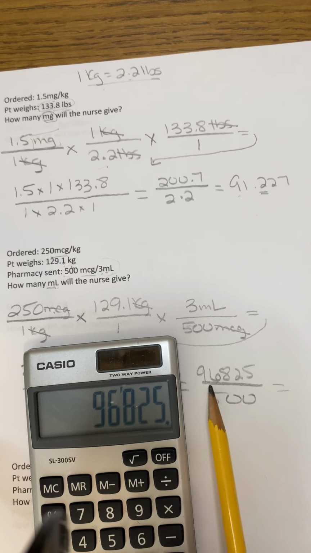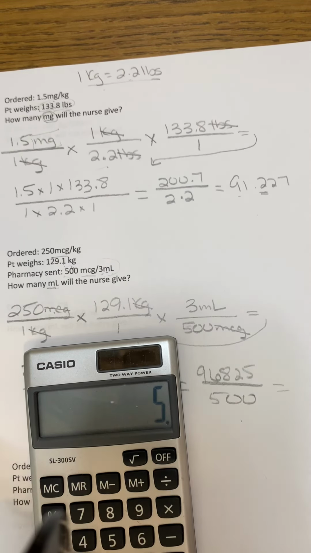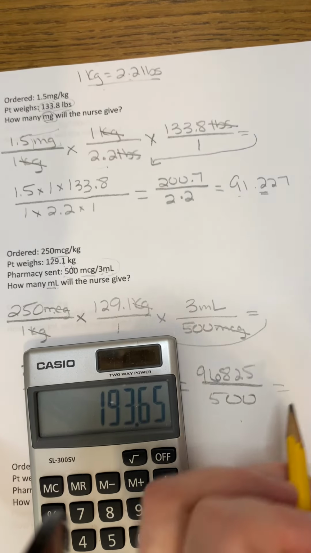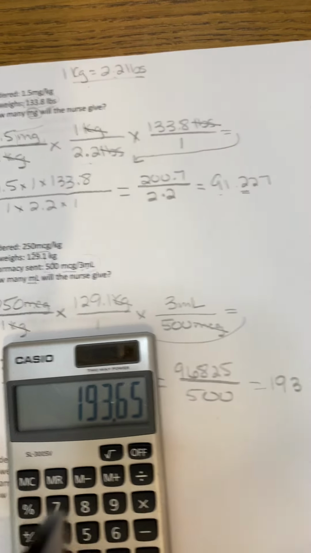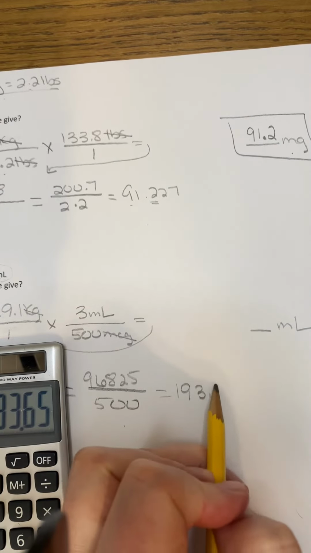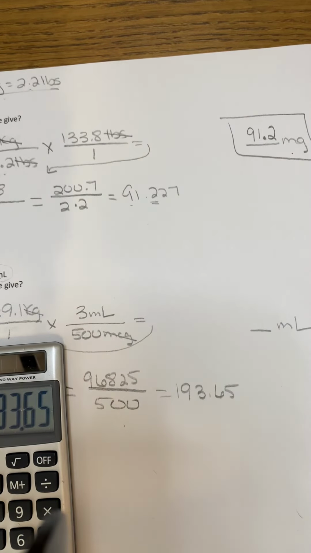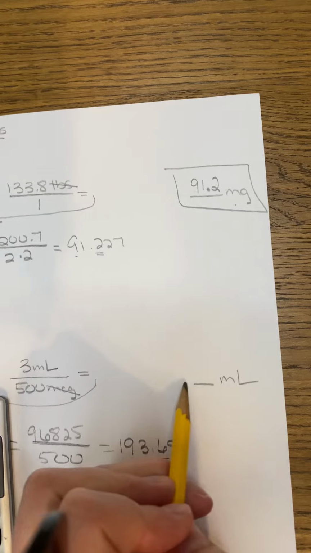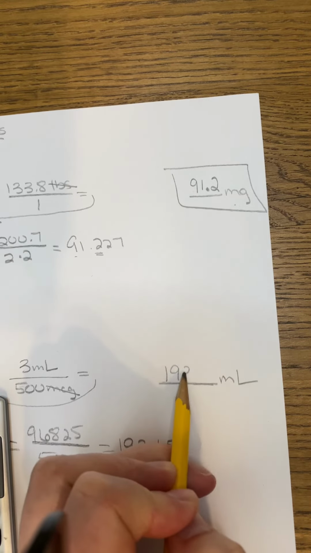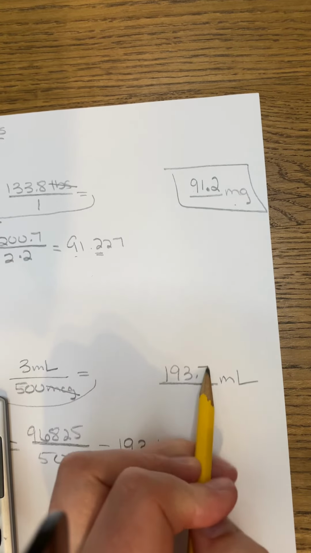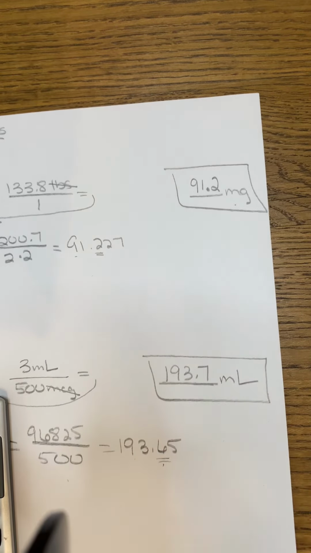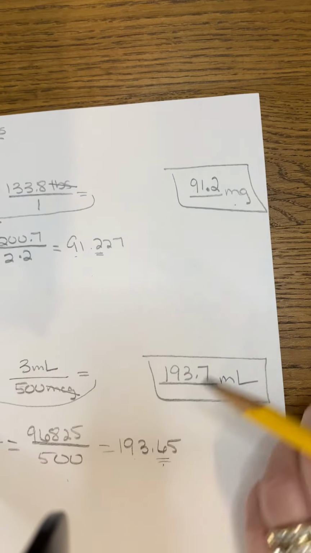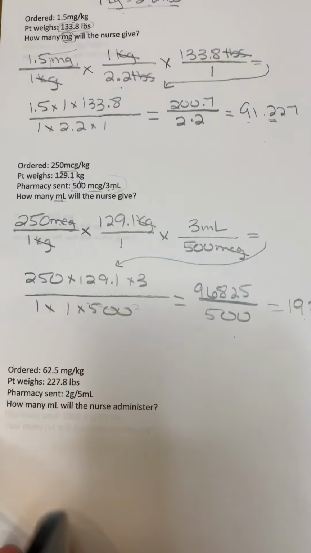So now we're going to take 96,825 and I'm going to divide it by 500. So I'm going to take that, divide it by 500, and that equals 193.65. All right, and again, we know our answers need to be to the nearest tenth. So our final answer is going to end up being 193.7. And that will be our answer. All right, next problem.